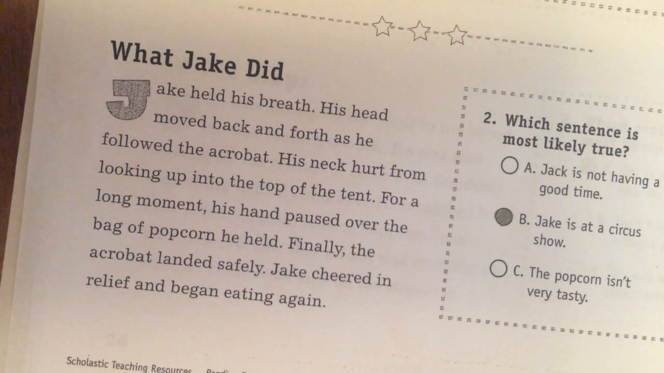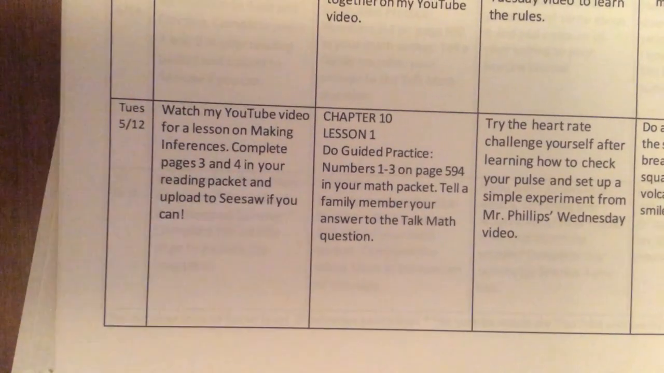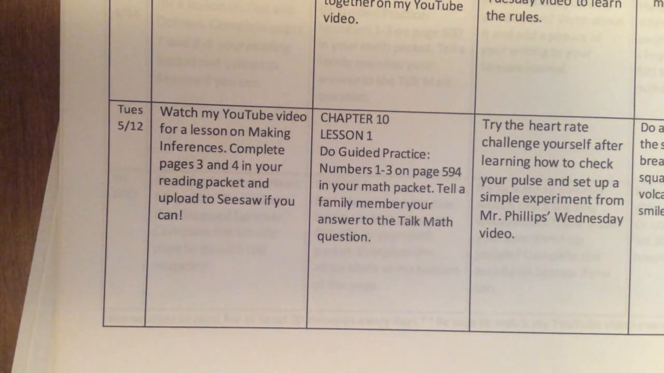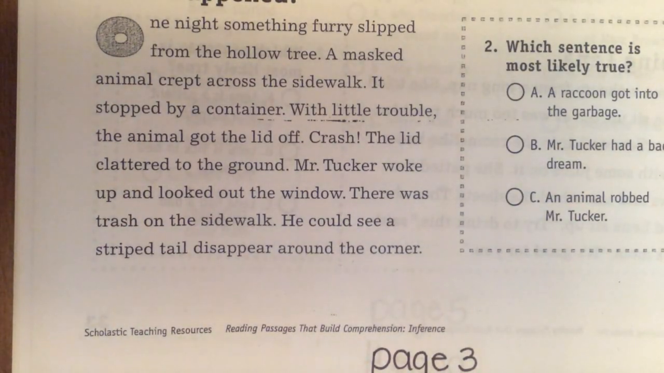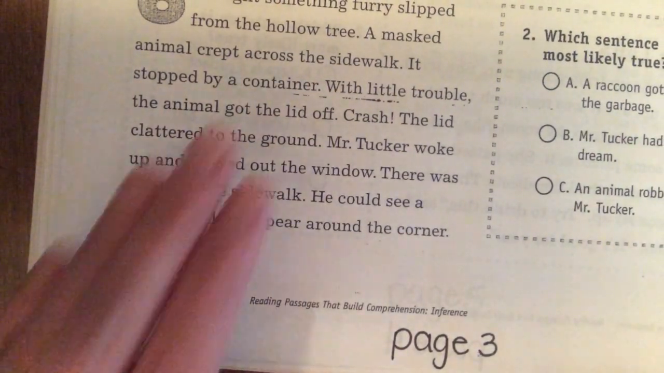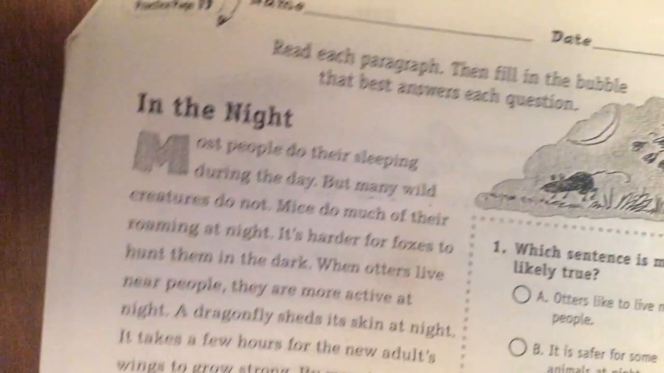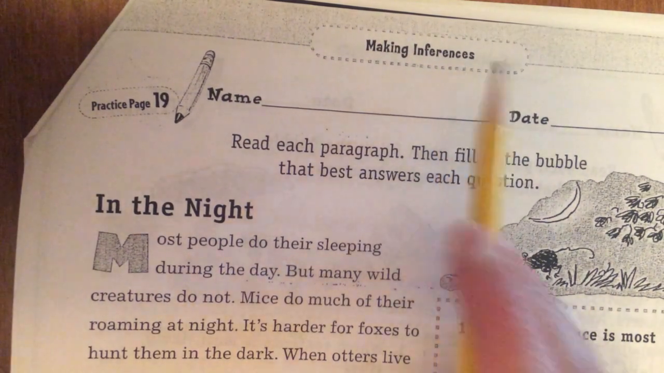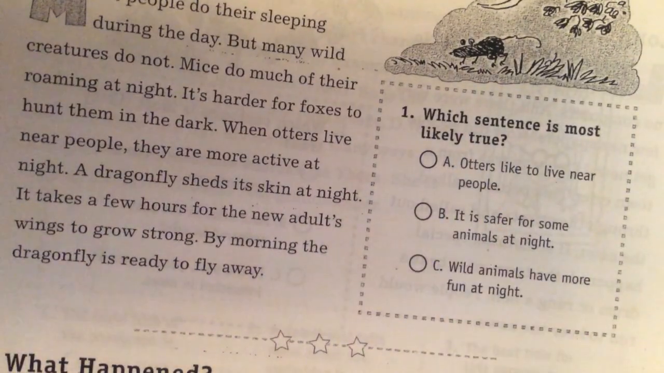Okay? So your assignment today on the matrix for reading, it says, watch my YouTube video for a lesson on making inferences, complete pages 3 and 4 in your reading packet, and upload them to Seesaw if you can. So in your reading packet, you have 2 pages that look a lot like the ones I just taught you from. Okay, so this is page 3 in your reading packet, and page 4 is on the back. And it says at the top, making inferences. So your job is to read 4 short paragraphs and to complete the answers next to them.